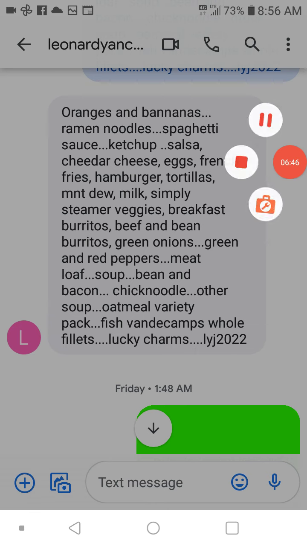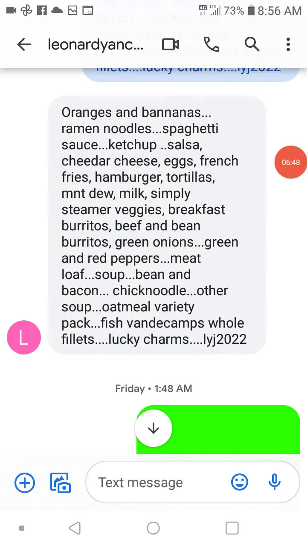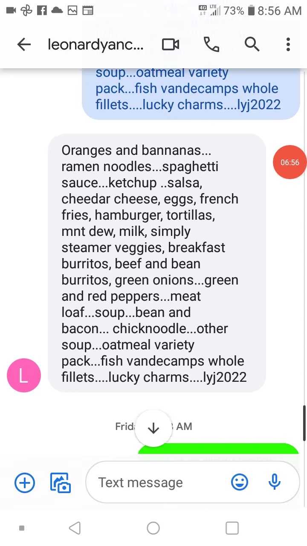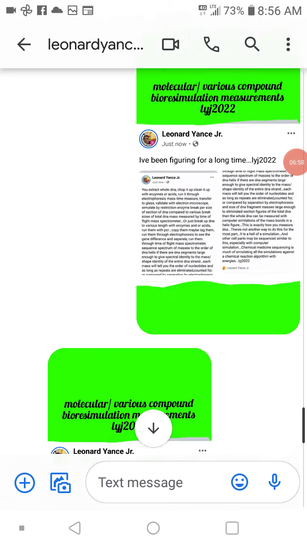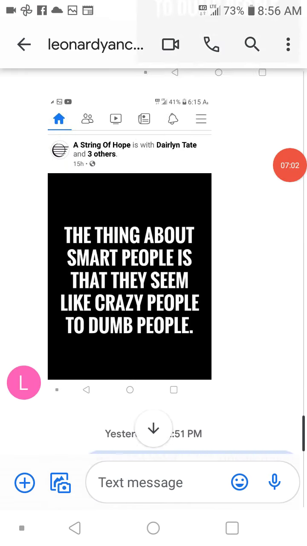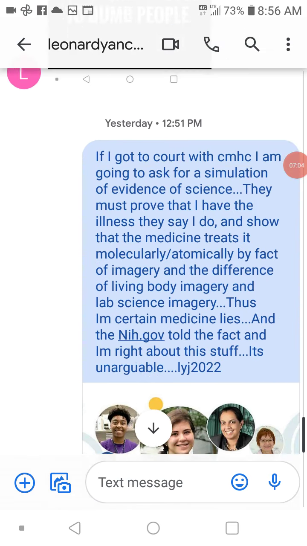But here was my last grocery list. It's pretty cool. This is what I bought. I had to put back the Lucky Charms and some other stuff, but I got some good food. Eating a lot more vegetables these days instead of bread and meat.